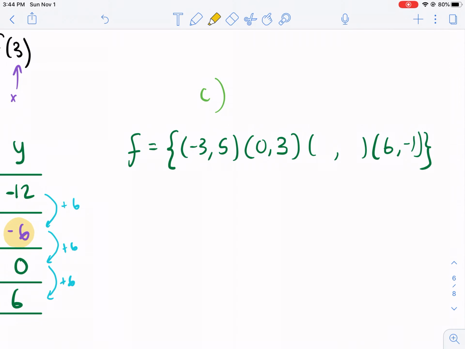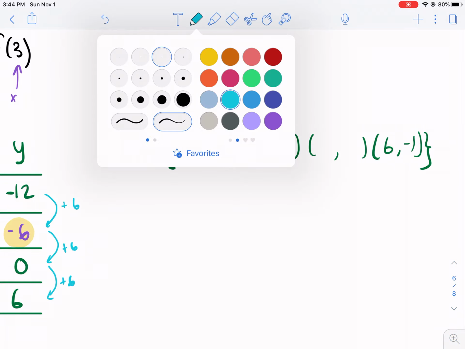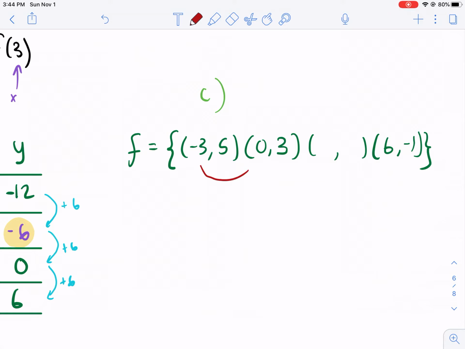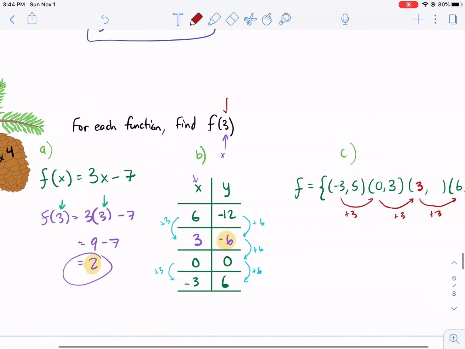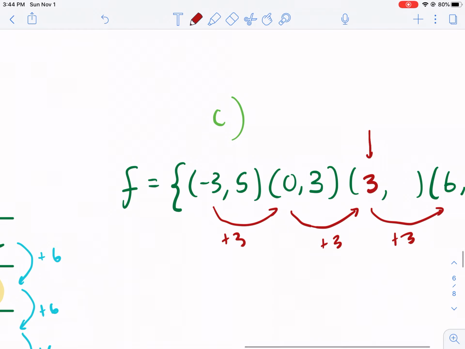For part C, something similar here. We're trying to see how the x changes each time. So the x goes plus 3 here. It has an unknown amount, and then it has an unknown amount. But we see that it goes from 0 to 6 in 2 moves. So it has to be plus 3, making this x 3. And again, we are asked to find f of 3, so that makes sense that this is 3.